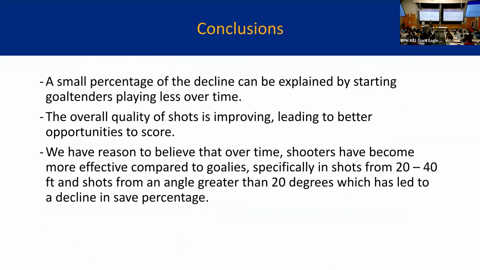And then lastly, we have reason to believe that shooters have become more effective compared to goalies over time, given the coefficient changes, and specifically in that 20 to 40 foot range, as well as shots from an angle of 20 degrees or more outside from the goalie's perspective. So yeah, very grateful for everyone at CMU that helped us with this project.